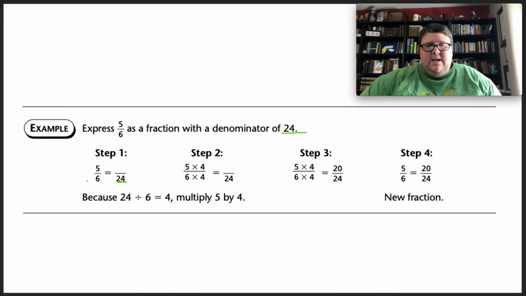So if we're looking at 5/6 equals what over 24, we need to find out what I multiplied 6 by to get 24. So we do 24 divided by 6, which equals 4. So what I did was I multiplied by 4. 6 times 4, so I have to multiply the top by 4. 5 times 4 is 20. So that is my equivalent fraction. That's what they did here. They find out what you multiplied by, multiply the top by it, and that's the new fraction.